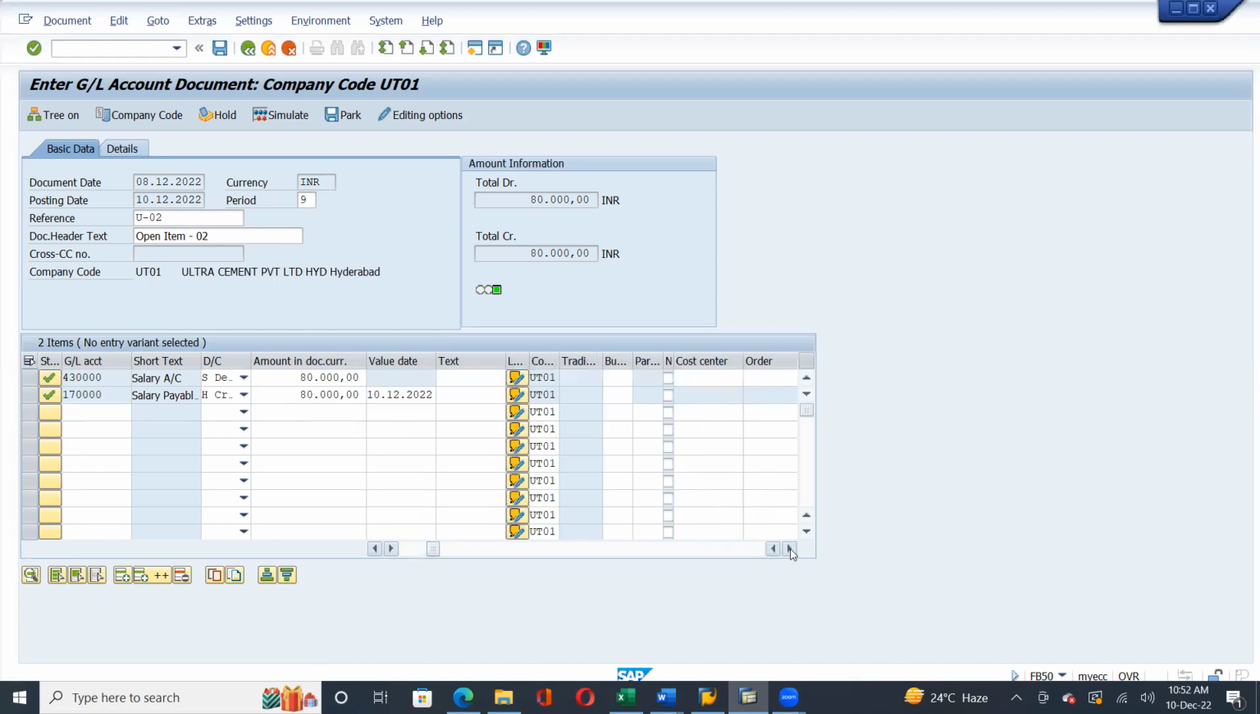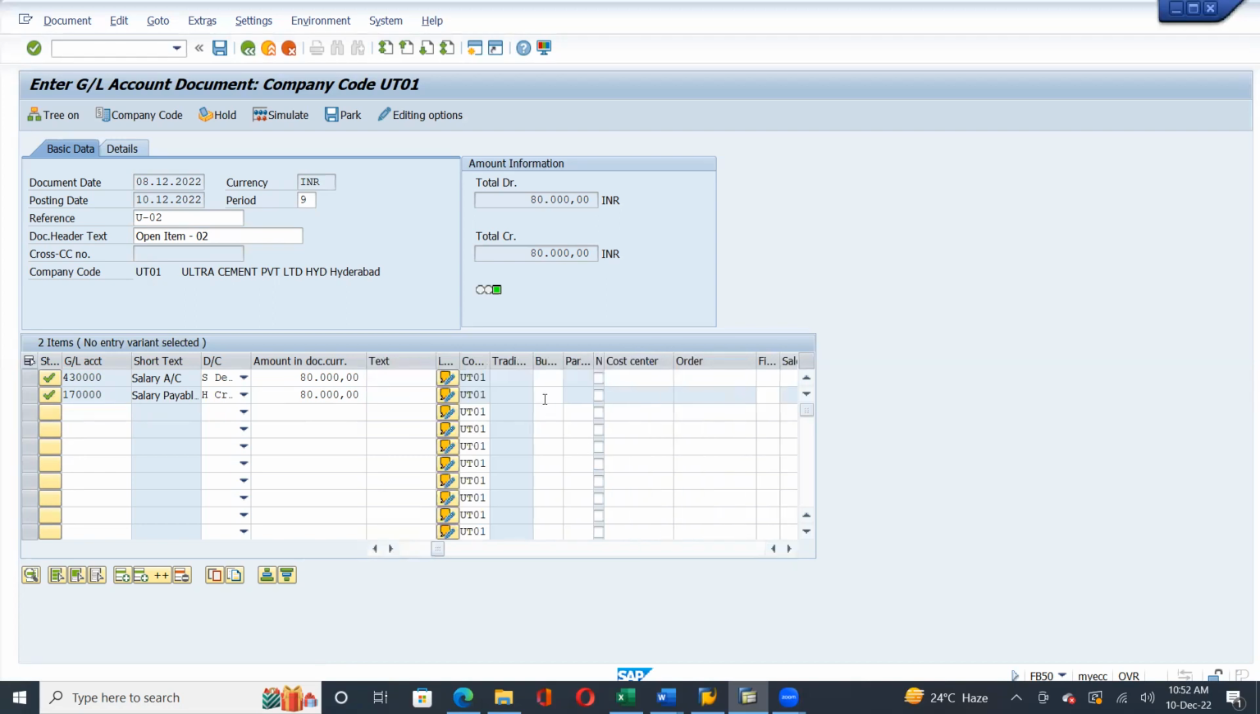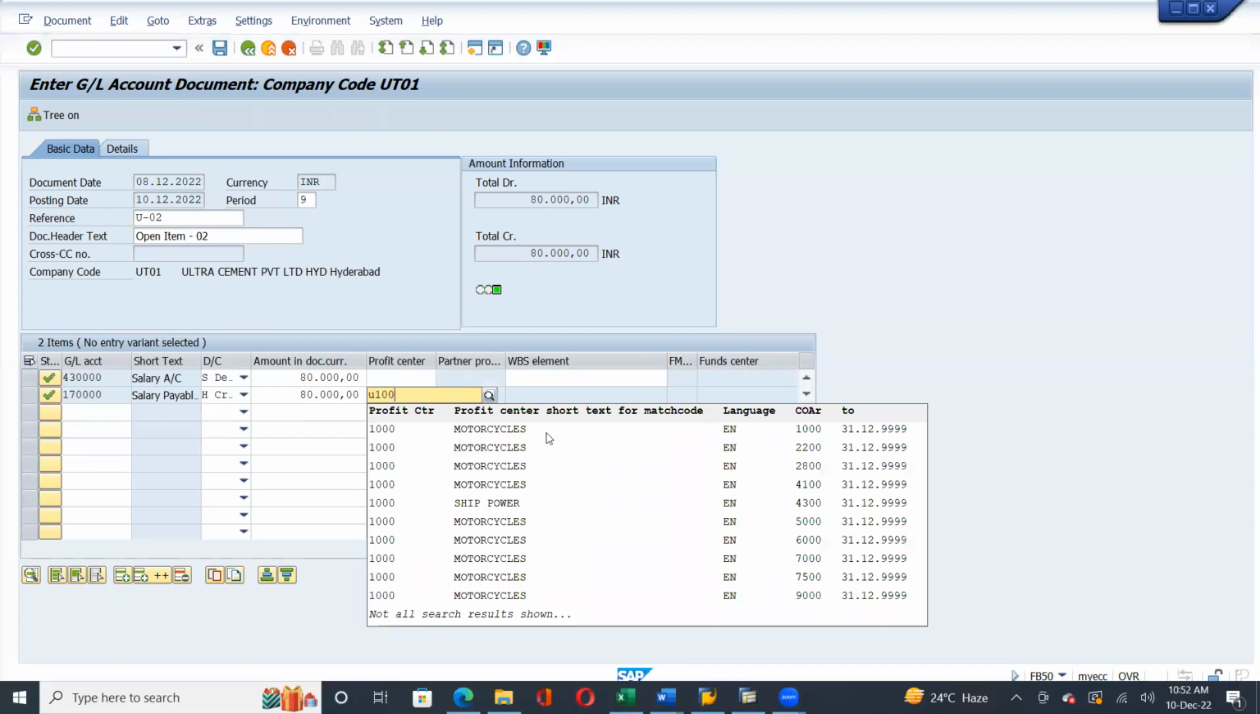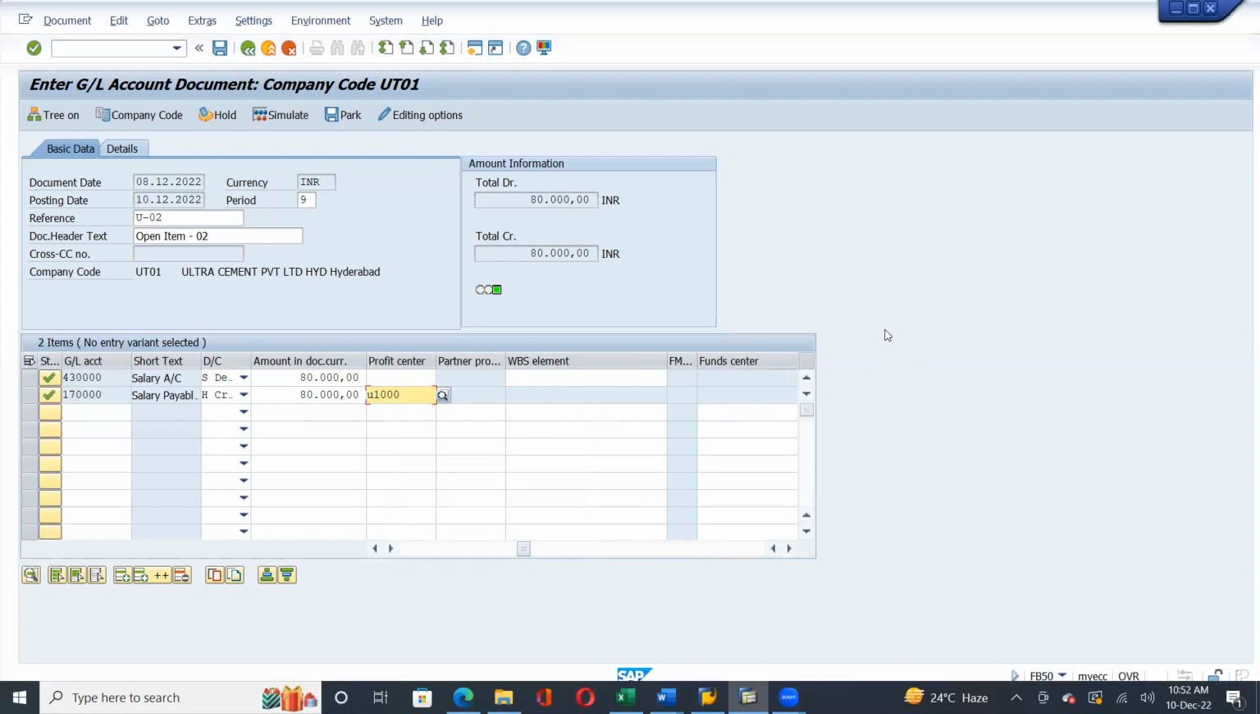Business area, I'm going to give it as UHYD. Business area UHYD. Profit center, we crossed. So same thing, U1000. Okay, simulate and save it.